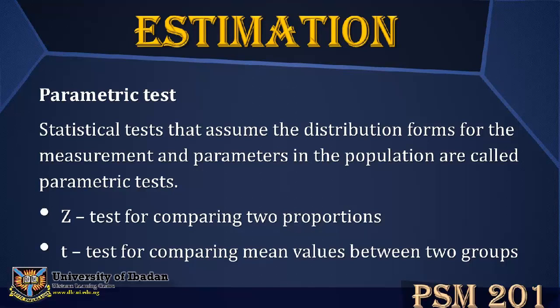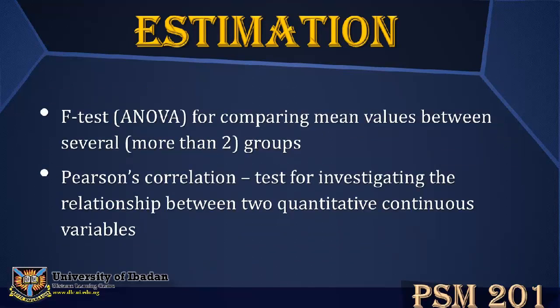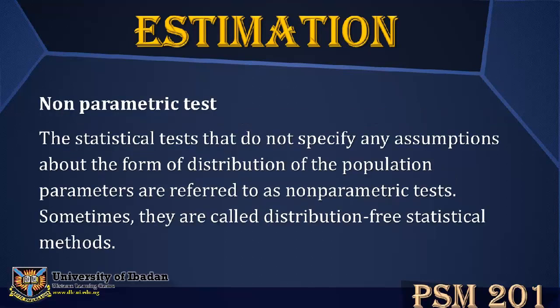Examples of parametric tests include, but are not limited to, the following: Z-test for comparing two proportions, T-test for comparing mean values between two groups, F-test (ANOVA) for comparing mean values between several, more than two, groups, and Pearson correlation test for investigating the relationship between two quantitative continuous variables.